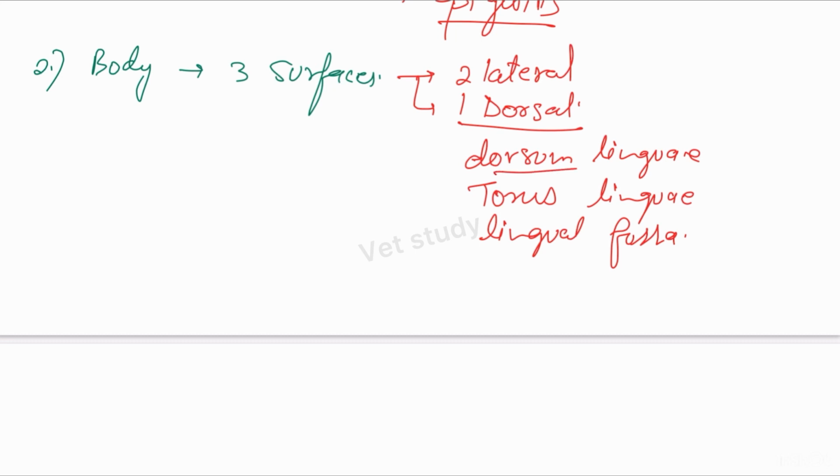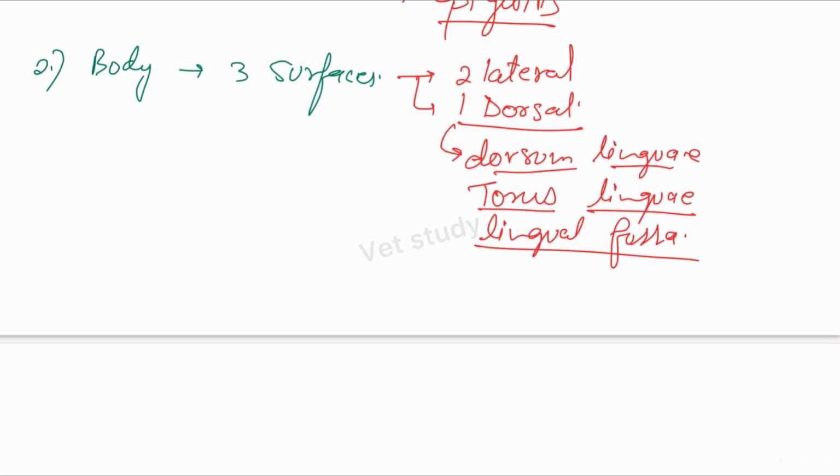So what was the dorsum linguae? The dorsum linguae is the free surface. The dorsal surface is also known as the dorsum linguae. The torus linguae is the prominence at the posterior part of the body, and this is the transverse groove. These are three main terms which you should remember, and these may be asked in your exam.